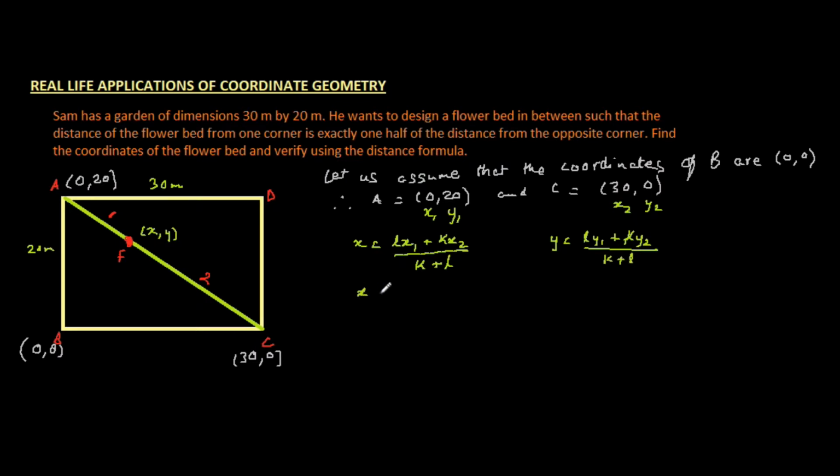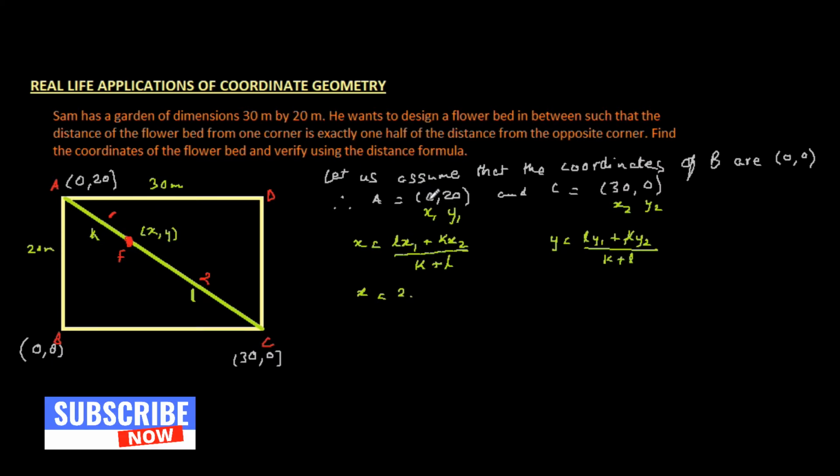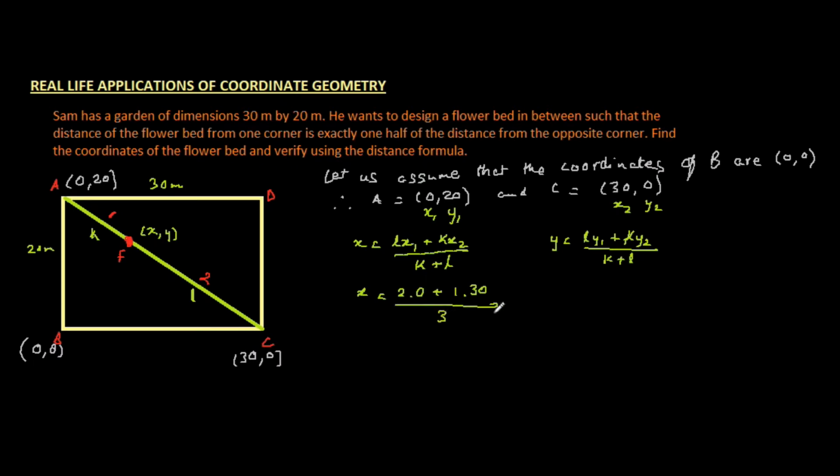So the x coordinate of point F would be, we know that this is K and this is L. So L is 2. So 2 times x1, which is 0, plus K, which is 1, times x2, which is 30, over K plus L. So 1 plus 2 is 3. And the y coordinate similarly would be Ly1. So L is 2, so 2 times y1, which is 20, plus K y2. So K is 1, 1 times y2, which is 0, over K plus L, which is 3.